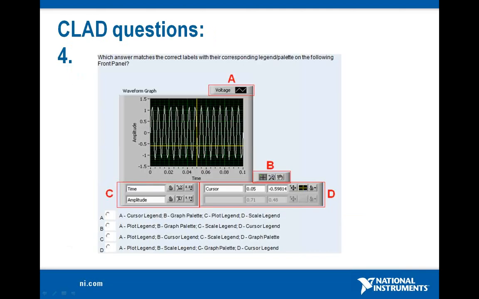Let us now have a look at this question. Which answer matches the correct labels with their corresponding legend or palette on the following front panel? Let us go one by one. Option A is where A is cursor legend, B is graph palette, C is plot legend, and D is scale legend. Similarly, there are B, C, and D options given. Please go through all the options and all the red markers and determine the right combination of markers and options.